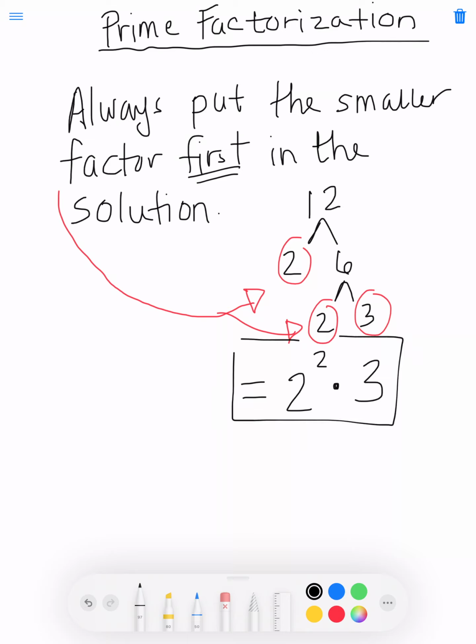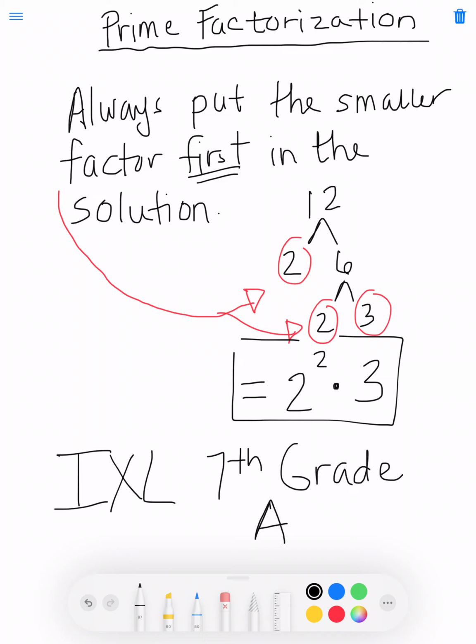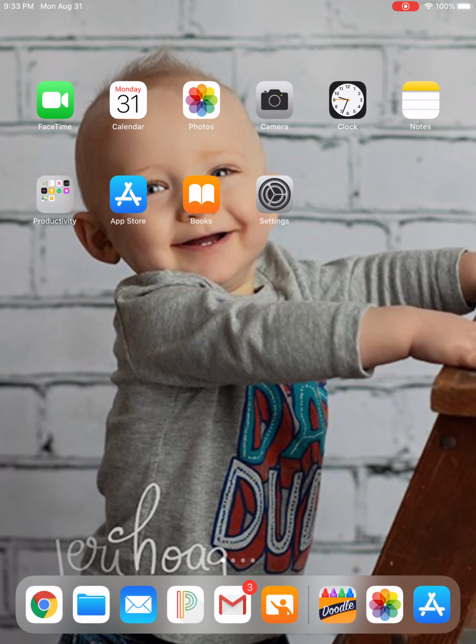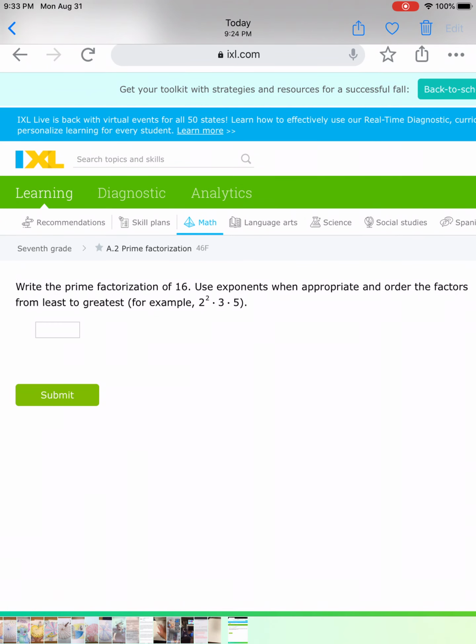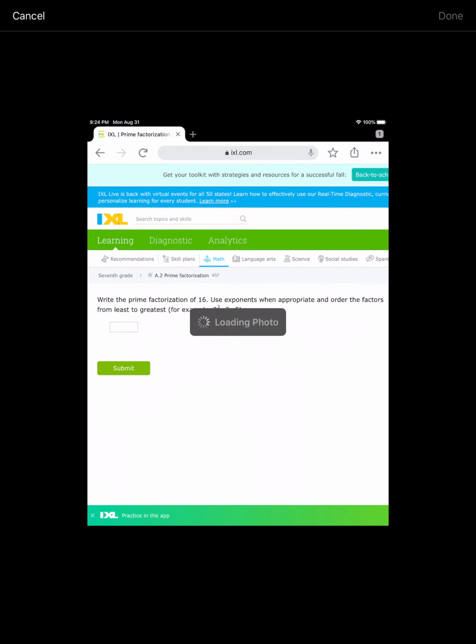All right. So short notes today, but I'm going to go into what you're doing. So after this, you are going to work on IXL. Make sure you are under 7th grade. And you are going to do A2. And you want to get as high of a score as you can. Okay? So a couple of things I want you to take notice of. And I'm going to edit this so I can write on it.